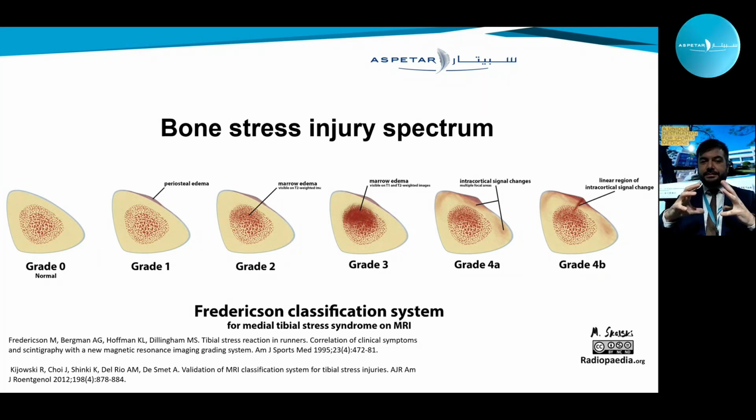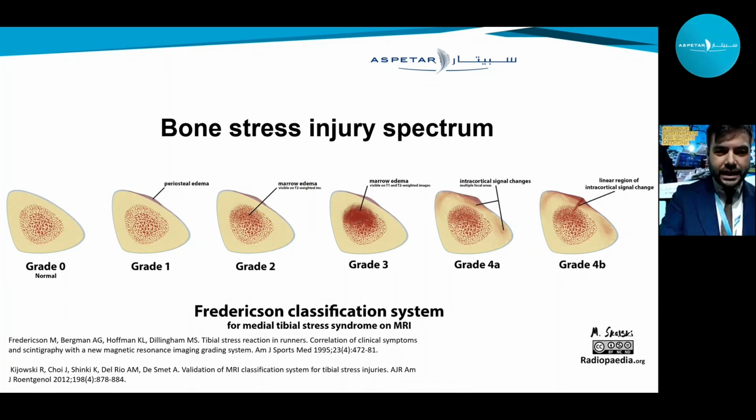Bone stress injury spectrum. Here there is a classification that I personally use. There are many classifications of bone stress injuries. I use this one, why? Because it's easy, also quite widely used worldwide. I think it's one of the most common classifications. This classification was described by Fredrickson and modified by Kijowski.